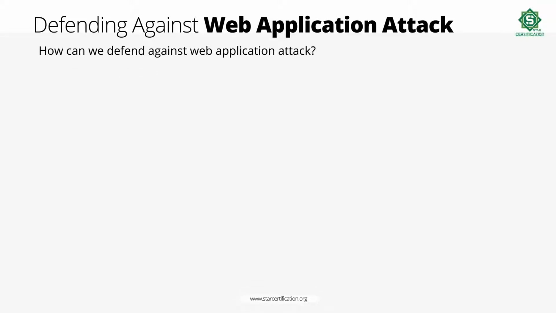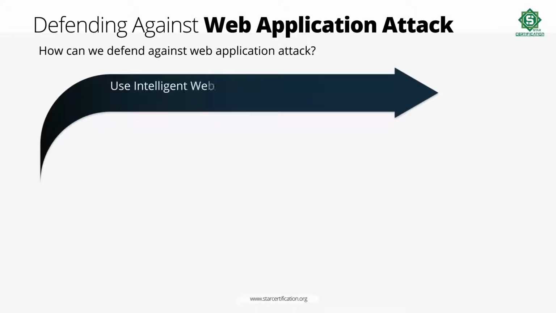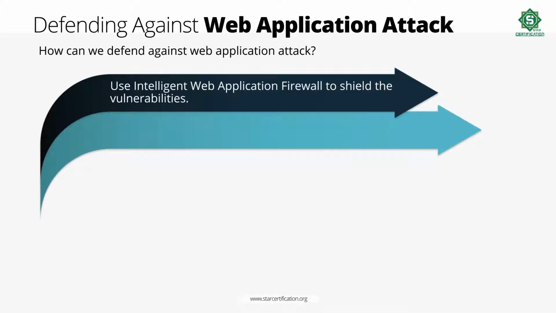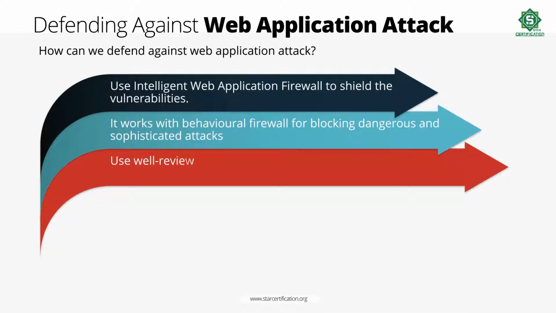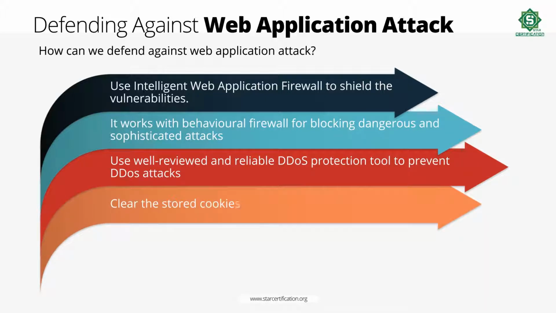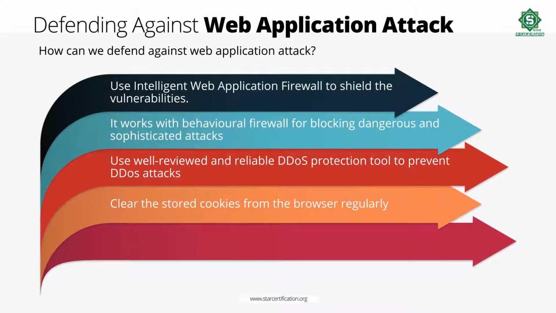How can we defend against web application attacks? We can defend against web application attacks by using an intelligent web application firewall to shield the vulnerabilities, working with a behavioral firewall for blocking dangerous and sophisticated attacks, using a well-reviewed and reliable DDoS protection tool to prevent DDoS attacks, clearing the stored cookies from the browser regularly, and carrying out malware and regular virus scanning.